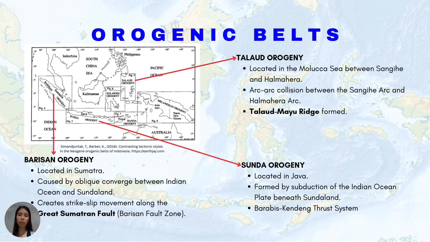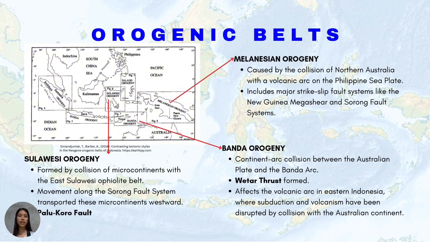The Molucca Sea Plate is subducted beneath both the Halmahera Arc in the east and the Sangihe Arc in the west. Then, the Talaud-Mayu Ridge is formed because of an uplifted zone between the arcs. Next is the Sulawesi orogeny. This belt formed by the collision of microcontinents like Buton, Tukang Besi, and Banggai-Sula with the East Sulawesi Ophiolite belt.